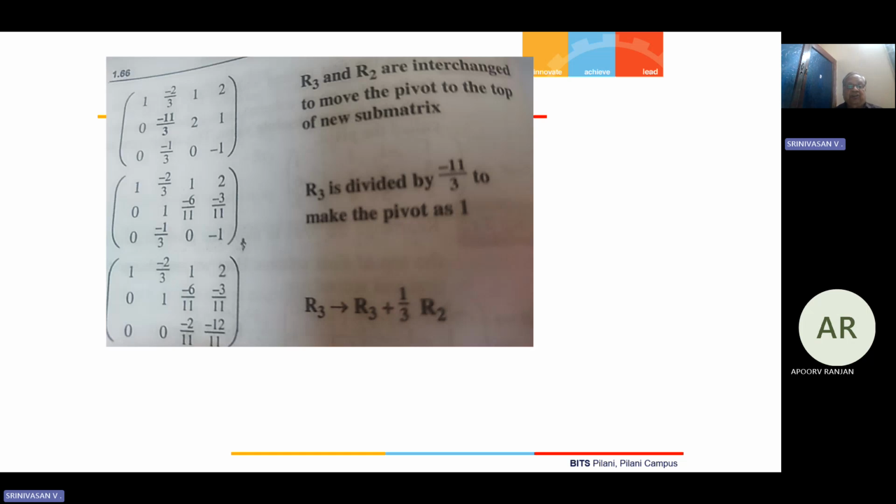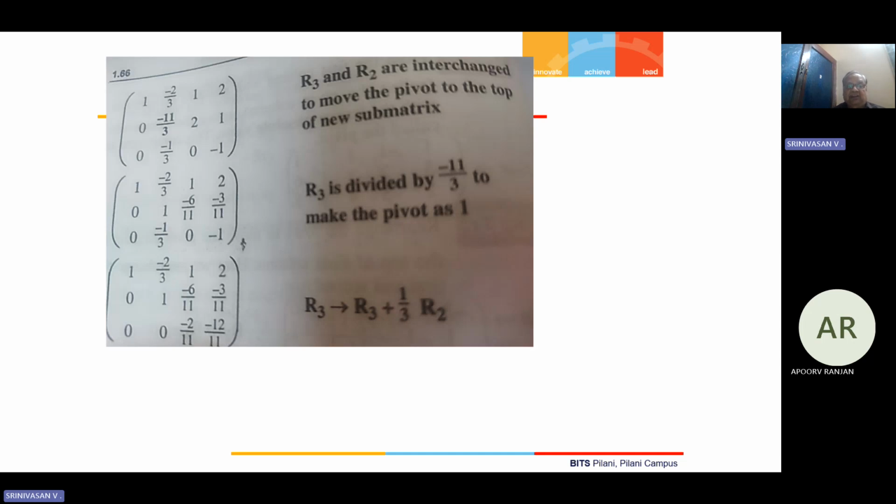So R1 is fixed, R2 is fixed. Go for R3 in order to make this as 0. Is it right? So we are doing R3. So these 2 or 3 steps we have not done in our general Gauss elimination process. Here we have been doing an extra pivoting.